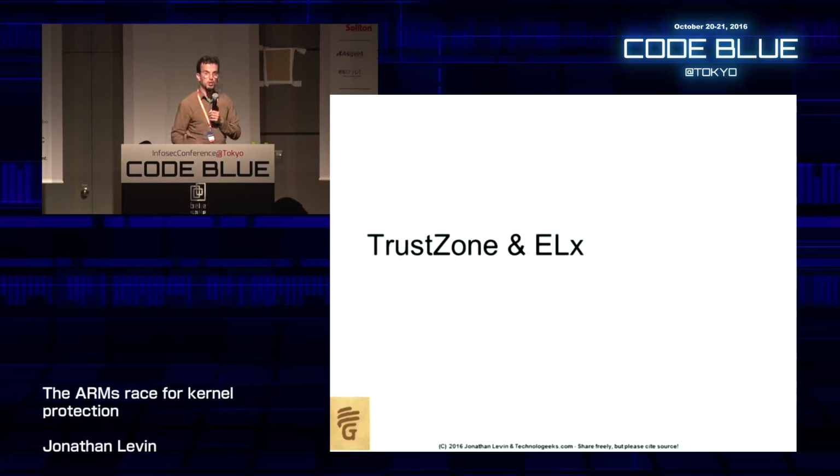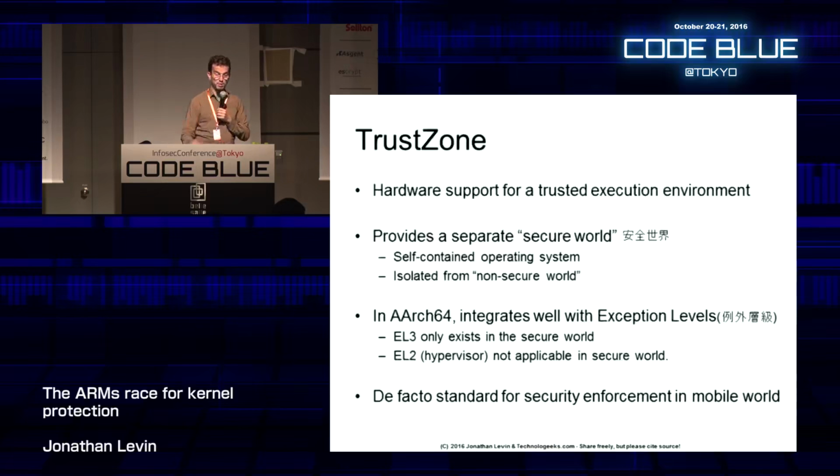So to begin, let's talk about the basic idea, which is what we call TrustZone. In ARM64, I'm also going to introduce something called ELx, which are exception levels, where x here is just a placeholder for a number that may be 0, 1, 2, or 3. So what is TrustZone? As I said, it's essentially a platform for secure computing. It is what we call a secure execution, a trusted execution environment.